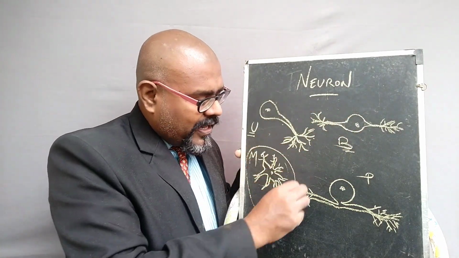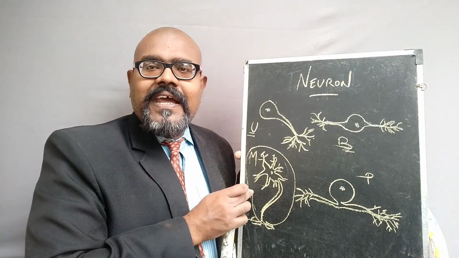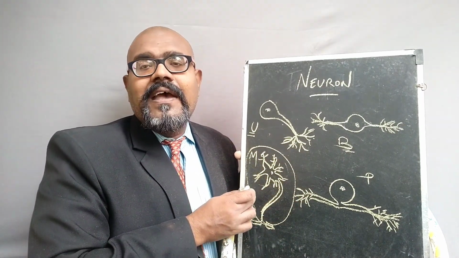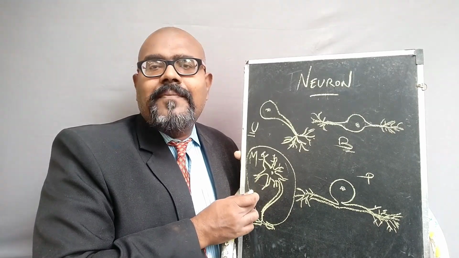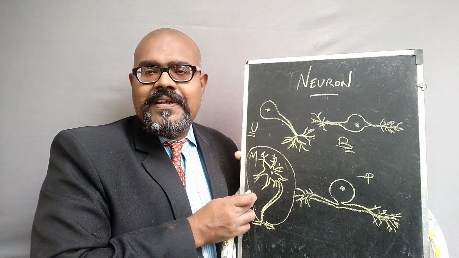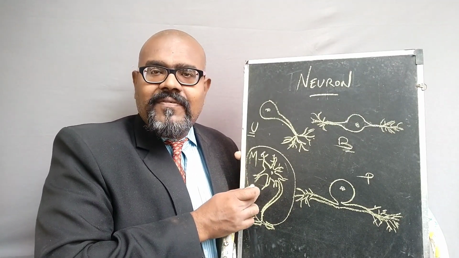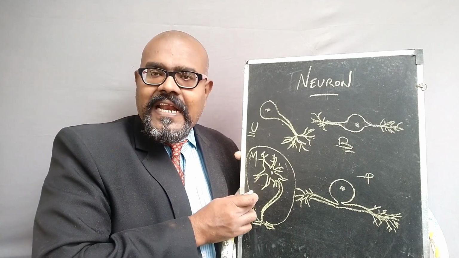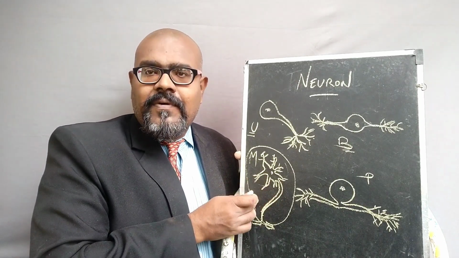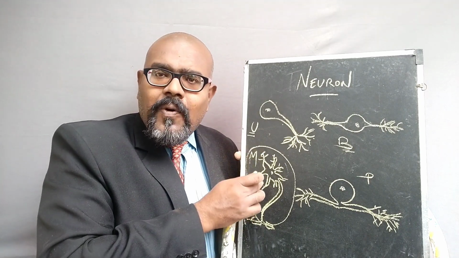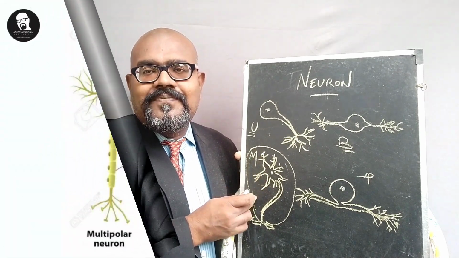The multipolar neuron is the one present in our human body. About 99% of neurons in the human body are multipolar, because they play a main vital role in the central nervous system by receiving and sending information. So we need multipolar neurons in our human body.